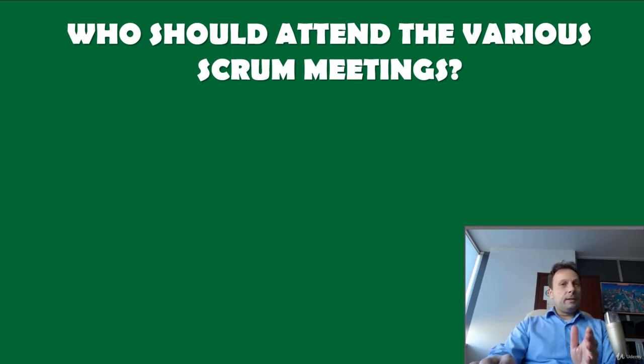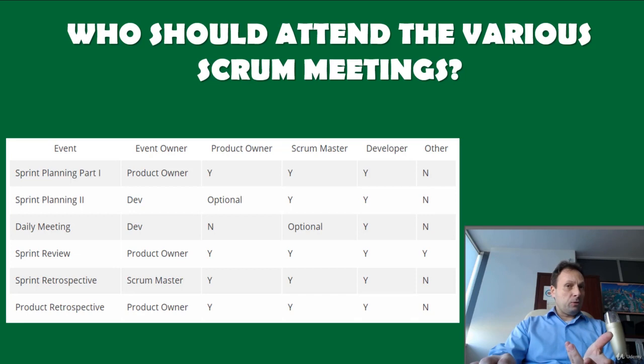Before we go into details, I'm frequently asked who should attend the various Scrum meetings: sprint planning, daily Scrum, sprint review, sprint retrospective, and product backlog refinement or product backlog grooming. Later on, we will cover all this, but I've decided to summarize all answers into this table, and as you can see, we have sprint planning part 1 and part 2. We will cover that later on as well. So use this table whenever you want to refresh your memory.